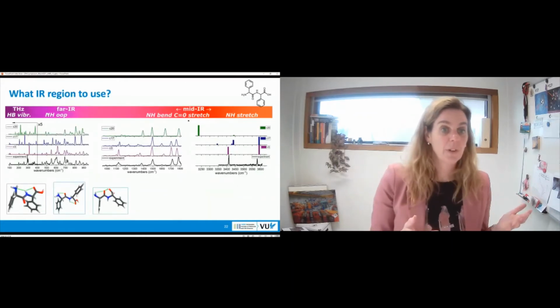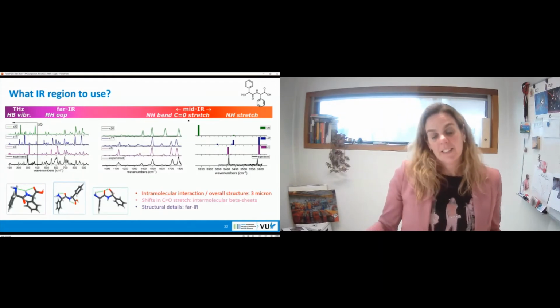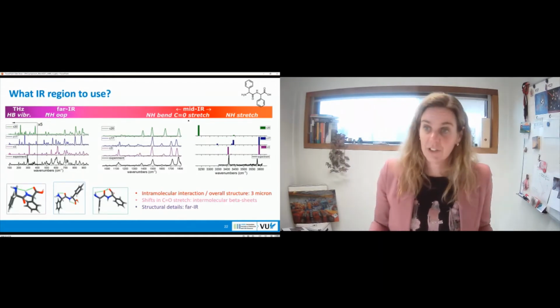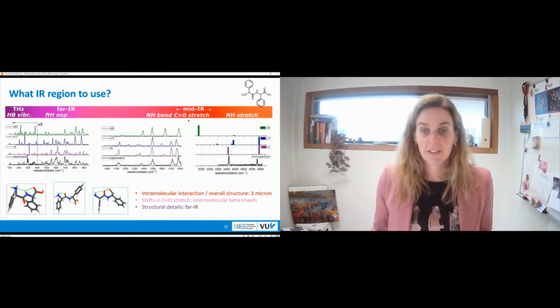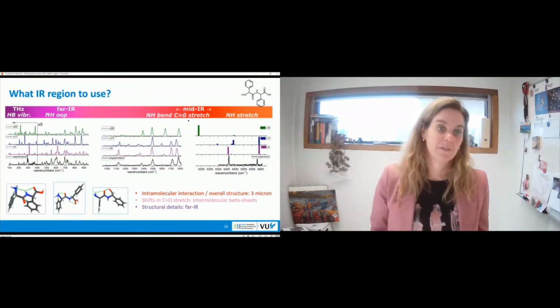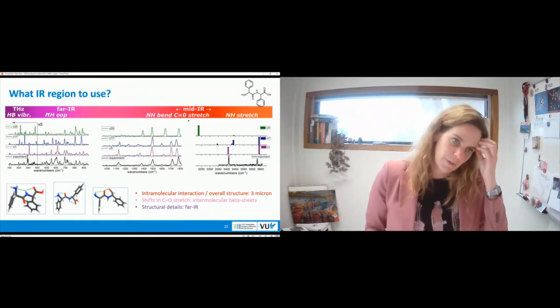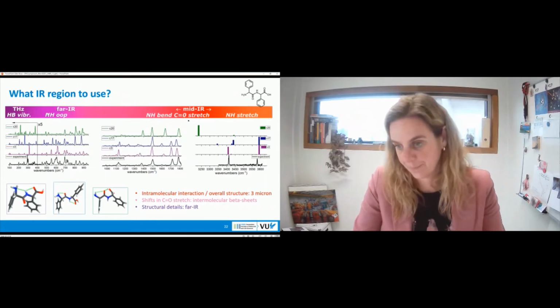We can also use the far infrared, which gives us more structural details. So we typically use this NH region if we want to know the overall structure of our monomer. We use the CO region if we want to look at beta sheet formation, and the far infrared is much more difficult to measure, so we only use it when we need structural details.